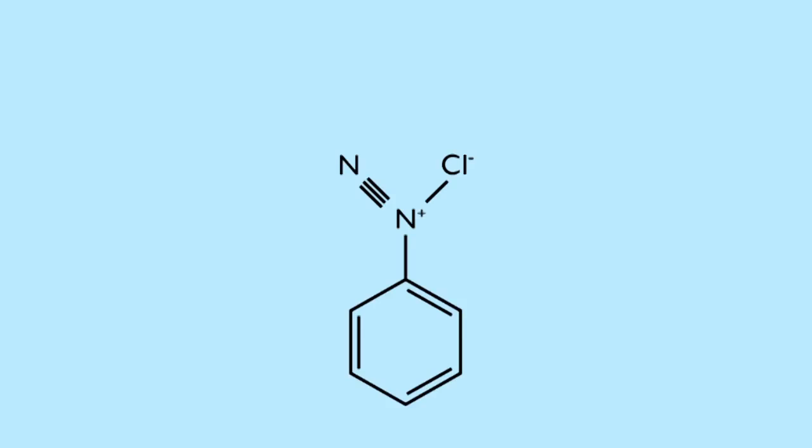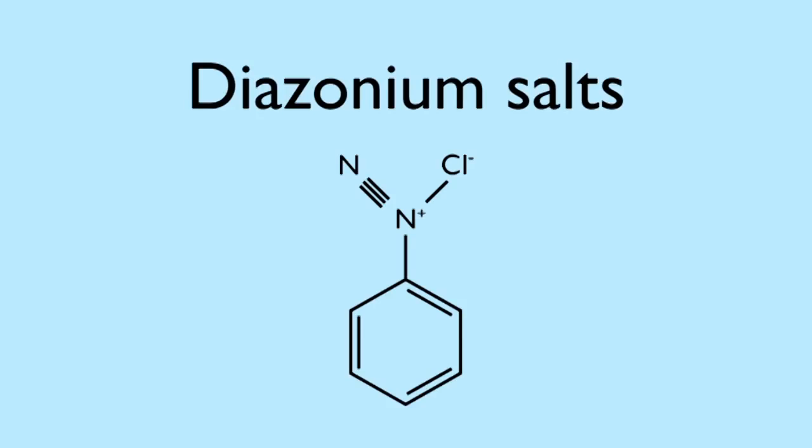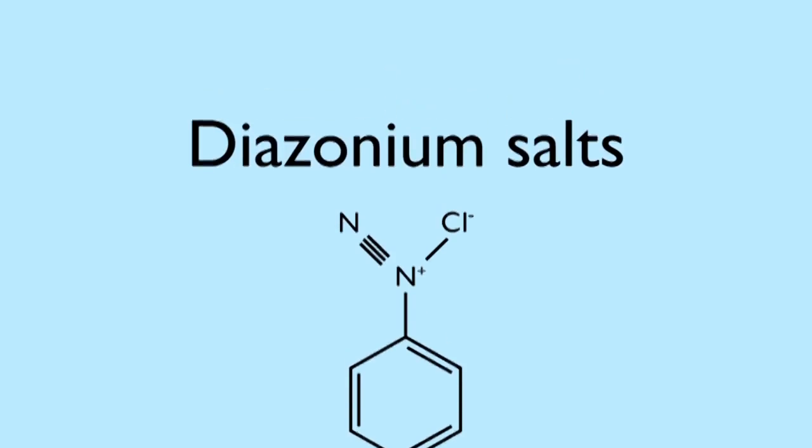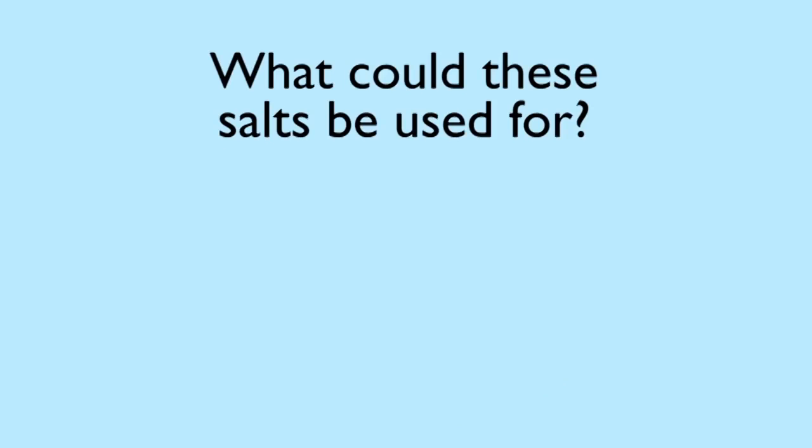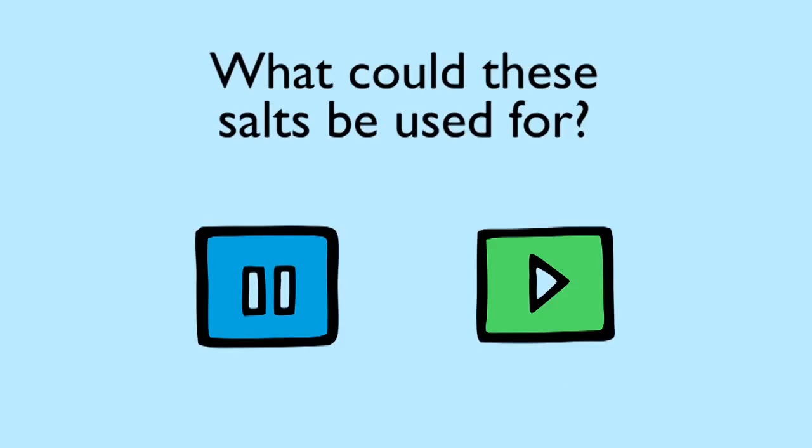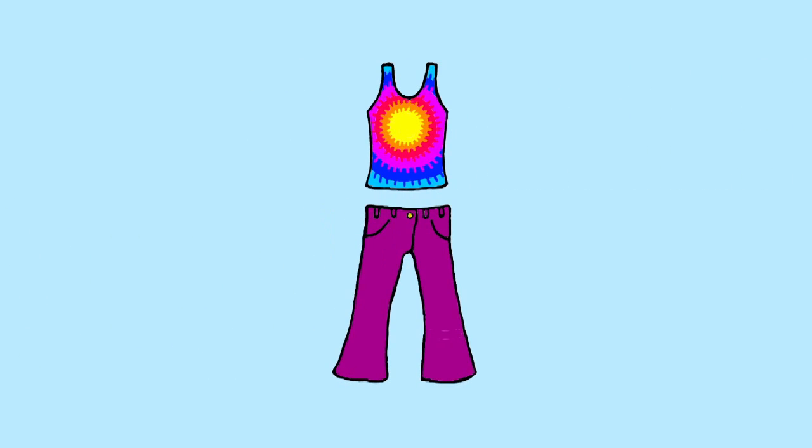Here's another more complicated salt with nitrogen in the cation. It's part of a family called the diazonium salts, which are all brightly coloured. Can you think what they might be used for? Pause and have a think, then resume. The answer is they're used for dye pigments to colour our clothes.